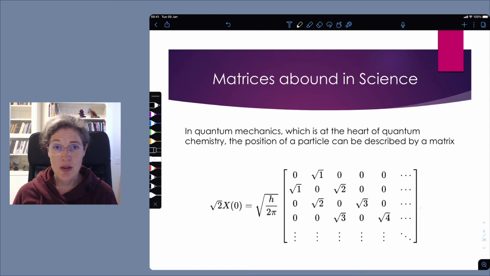So if you're interested in chemistry, and particularly in quantum chemistry, then it turns out you're going to have to learn a little bit of quantum mechanics. And in quantum mechanics, things like position of a particle are almost entirely described using matrices. And when particles interact and you have things happening, you're going to need to use matrix algebra, linear algebra, in order to solve the problem.